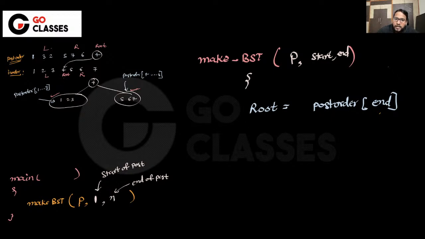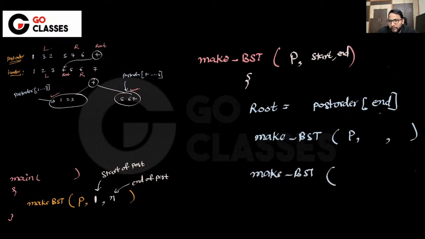Now tell me, if I want to make the BST for the left subtree, what are the parameters that I have? What is the start? What is the end? If I want to make the BST for the right subtree, what is the start and what is the end? Okay, let me know. What is the start for the left subtree? The start will be the same start that I have, and the end will be whatever the root position is.